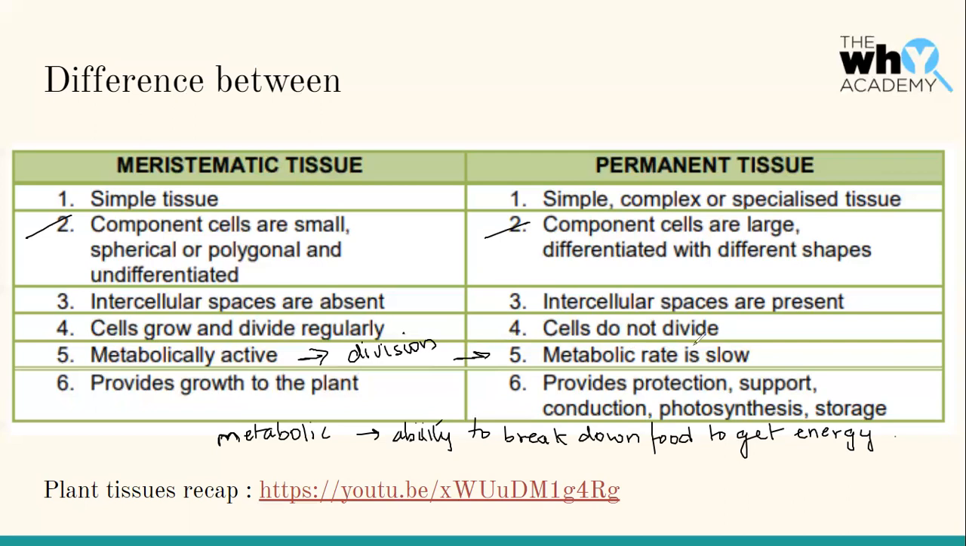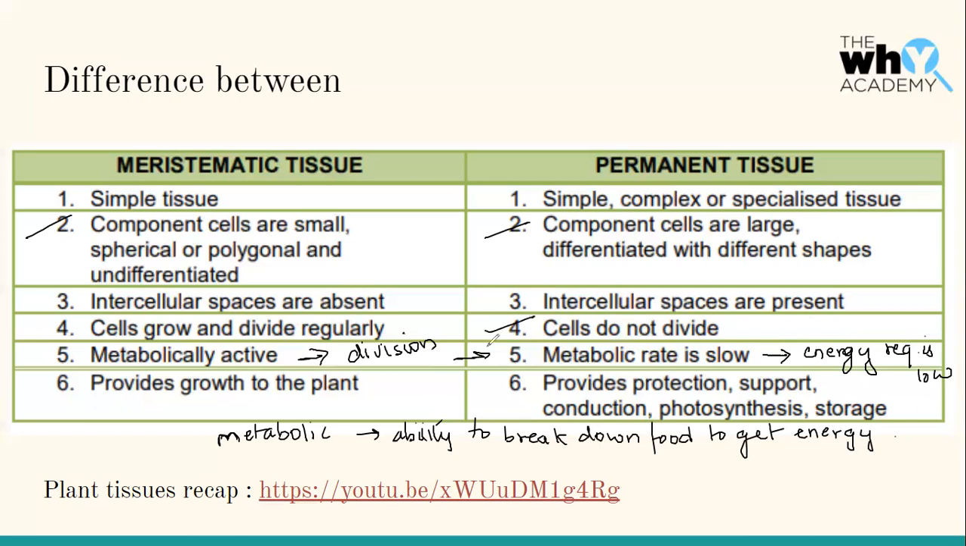Because these are involved in division, the metabolic rate is high here, or you can call it metabolically active. And here the metabolic rate is low. Why? Because it has already been given tasks. It does not really need to do anything apart from just staying there or offering storage. So it does not really need energy for activity. Energy requirement is low, that's why it is slow. Cells do not divide, that's why they are called permanent.